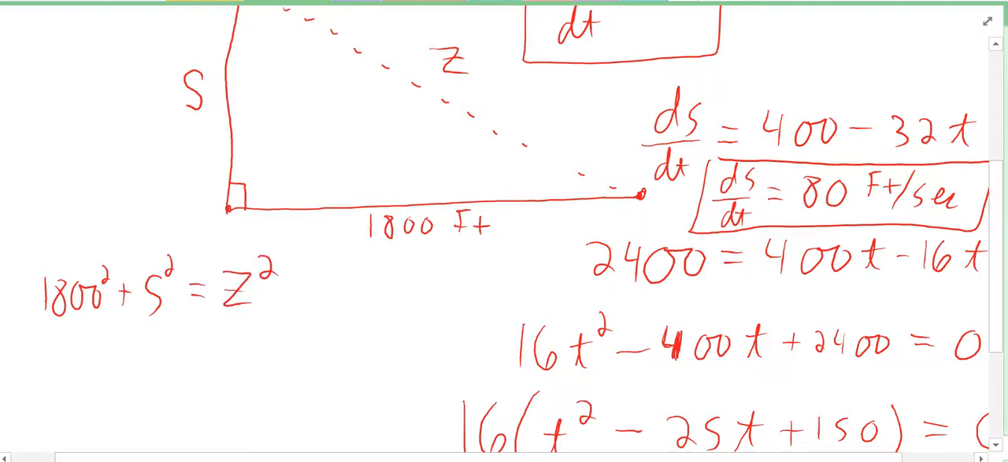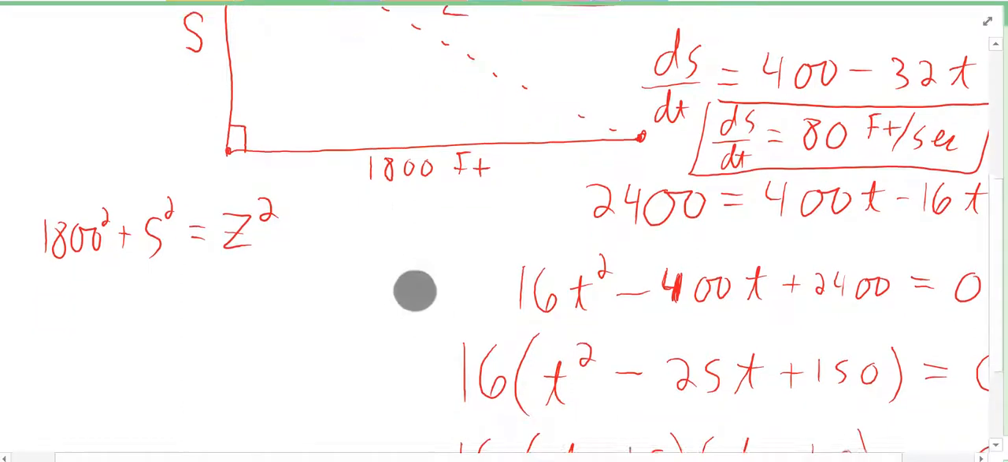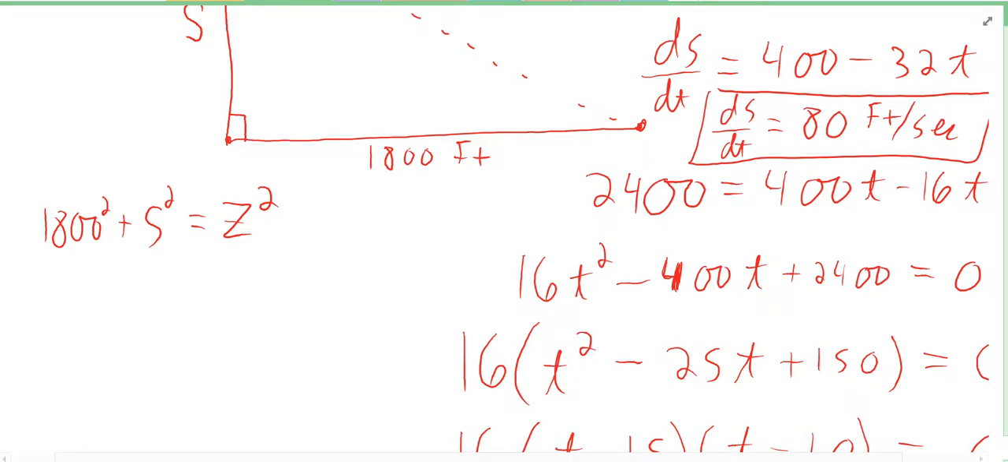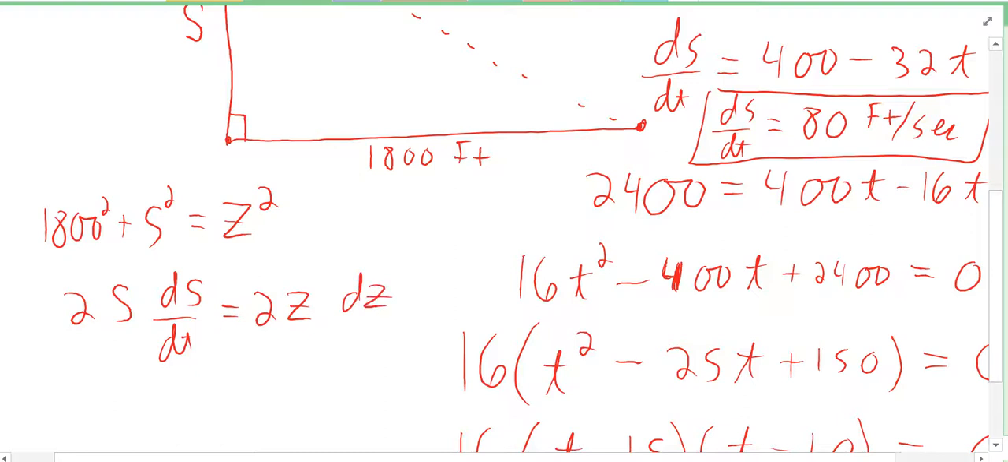So s is 2,400, but we're not going to plug that in yet. Remember, never ever plug a number in that's changing. s is changing, right? The 1,800 is going in because that's a constant. That's not changing. And the reason why you don't want to put a number in our initial equation is because when we derive it, numbers are going to become 0 because they're not changing. Okay? So when we derive this, we're going to get 0 plus 2s ds/dt is equal to 2z dz/dt.